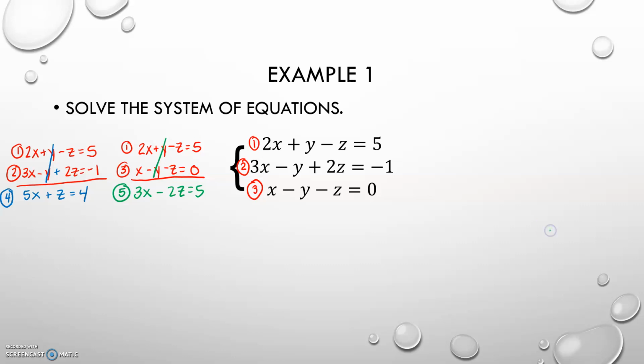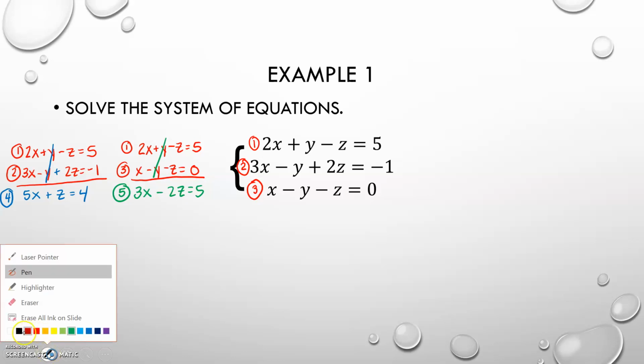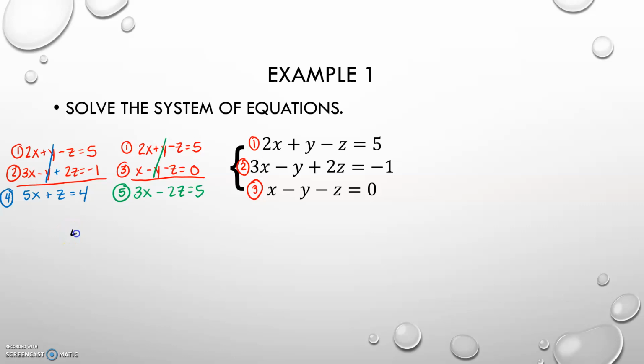Now, this is why we eliminate the same variable 2 times. I eliminated y with 1 and 2. I eliminated y with 1 and 3. And now I have 2 equations that have x and z and nothing else. And so now it just becomes an elimination problem that we can do. So I'm going to combine 4 and 5. Or I'm going to look at what I want to get rid of, I guess is a better way to say it.